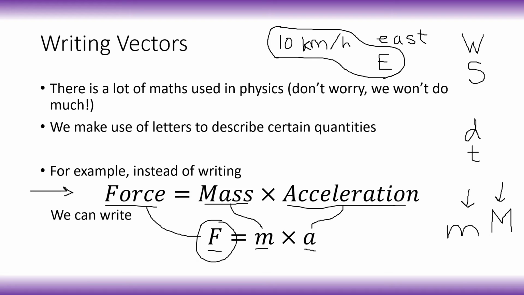But now remember from the last slide, and maybe go back if you need to, I said that force and acceleration are vector quantities, but mass is a scalar quantity. So how can I tell by looking at this equation what's a vector and what's a scalar? So I'm going to show you the notation that we use for that.